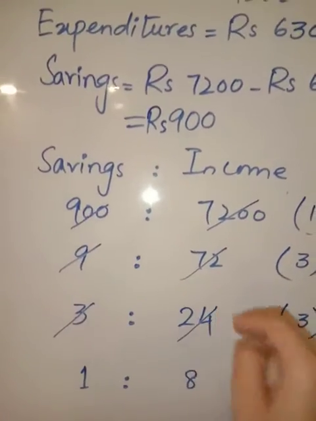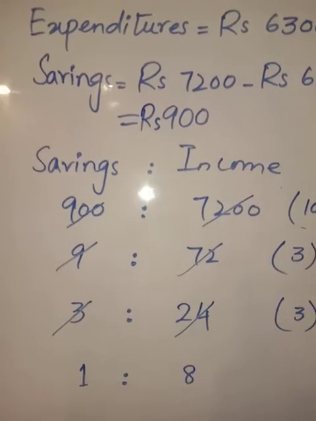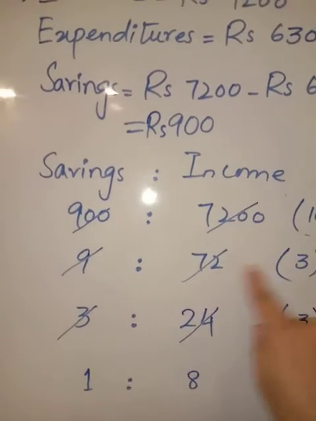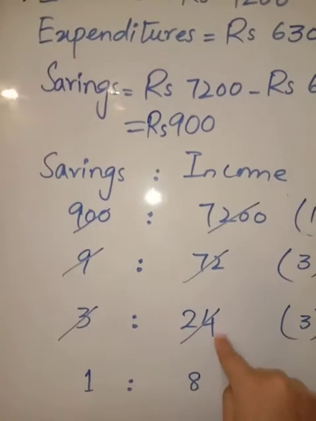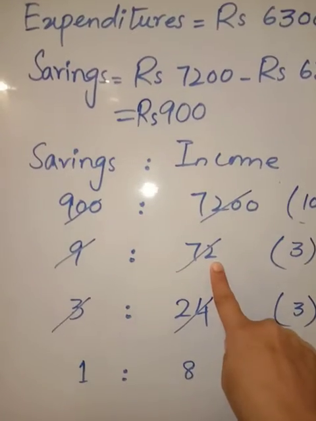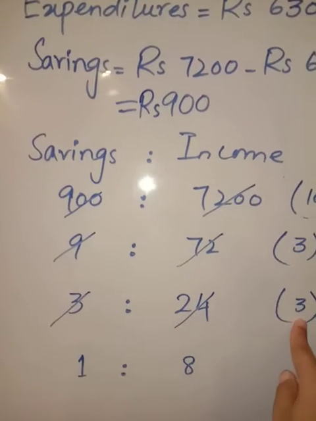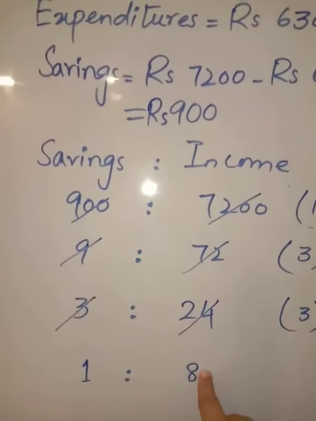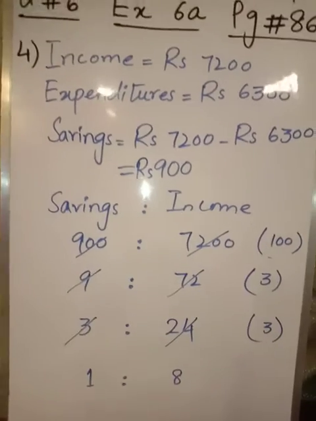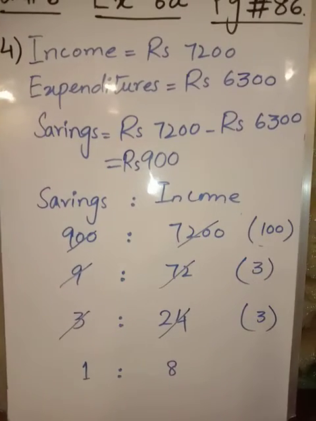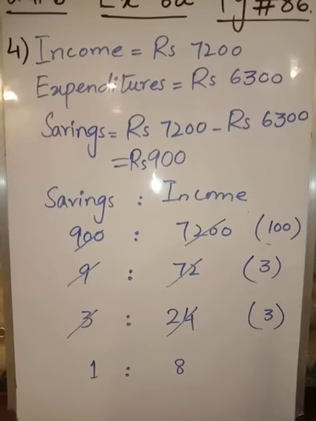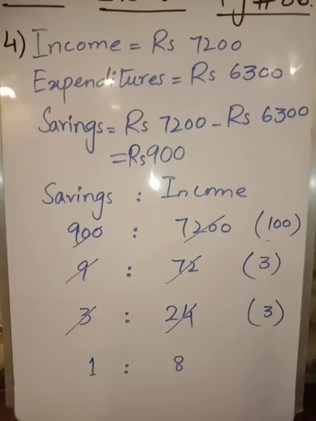Now 9 and 72 are common multiples of 3. So you will go with 3. 3 3s are 9 and 3 24s are 72. Next, 3 and 24. Both are multiples of 3. So you will go with 3. 3 1s are 3 and 3 8s are 24. So the ratio of his savings to income is 1:8.